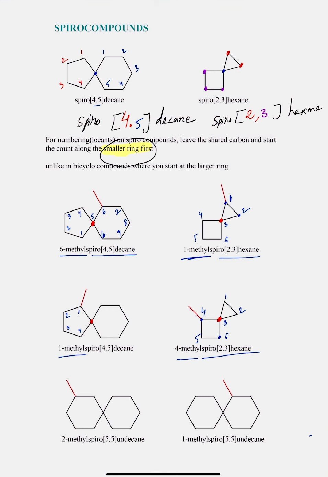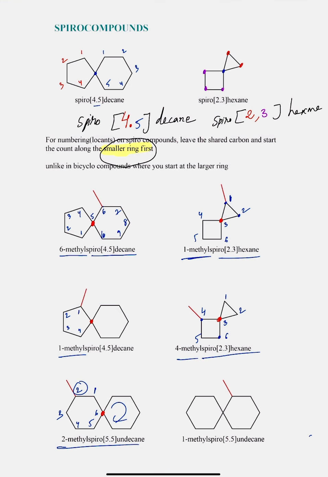What about the next compound? So this is the common carbon, I must leave it. There are 2 equal rings attached, so I can choose whether I take the left first or right first. Because the substituent is attached on the left, I prefer to go to the left first, and I start numbering from the top, not from the bottom, because that will give me the lower number. So this is 1, 2, 3, 4, 5, 6. I can finish numbering, but it doesn't matter. Because I already got the locant for the substituent, it is 2-methyl spiro[5.5]undecane.